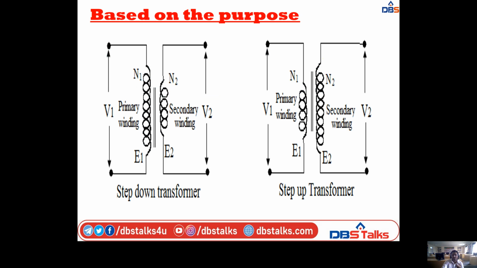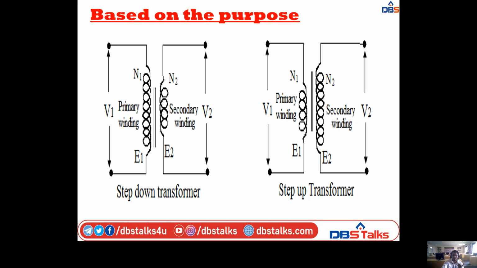Okay, this is the diagrammatic or symbolic representation of step up and step down transformers. So coming to the step up transformer, here we have two windings. One is the primary winding, on the left side of the step up transformer, and the other is the secondary winding, on the right side of the step up transformer. Here the primary winding is smaller than the secondary winding. That means the secondary winding is greater than the primary winding. So here if V2 is greater than V1, it is known as a step up transformer.